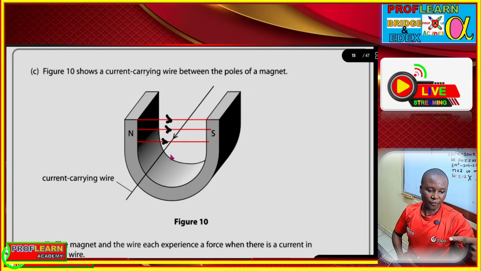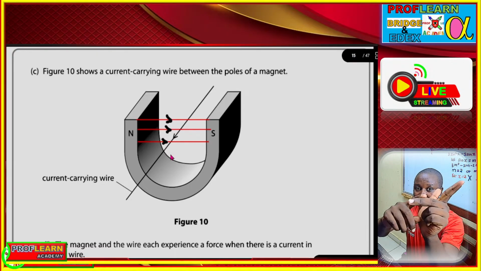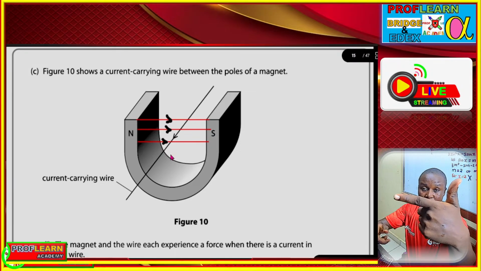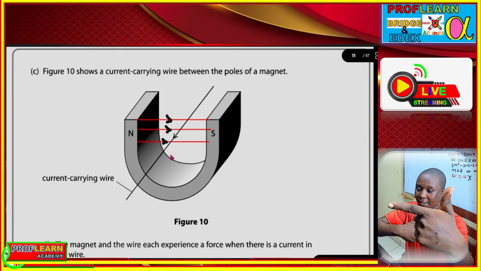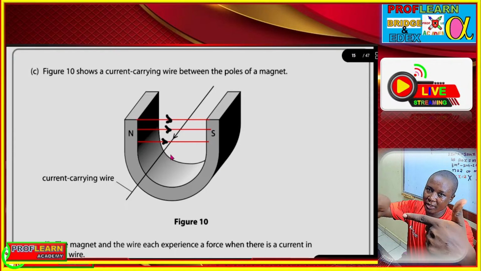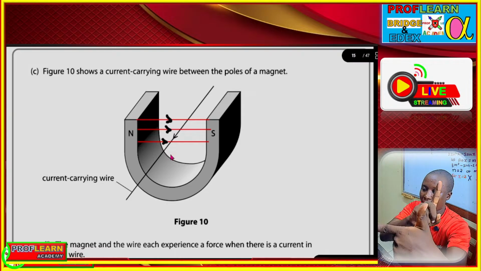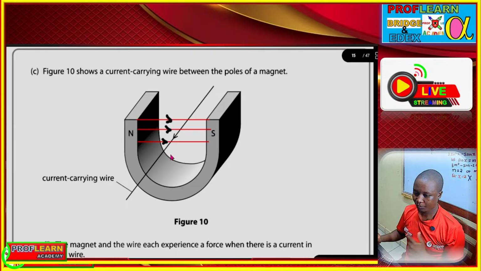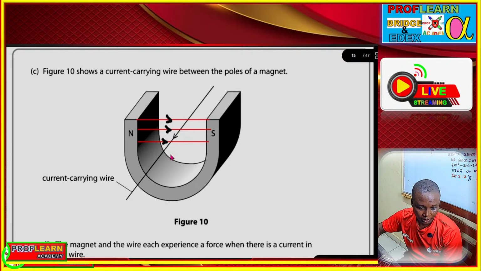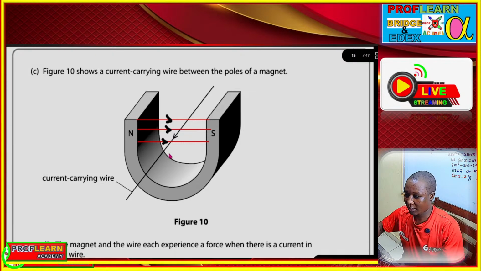Then, if you just hold it such that the second finger is pointing towards you, because the current is coming towards us, and the first finger is pointing to the direction of the field, then you can see the thumb is pointing up. The thumb is pointing up, which means the conductor will experience an upward force. Yeah, basically that is it.